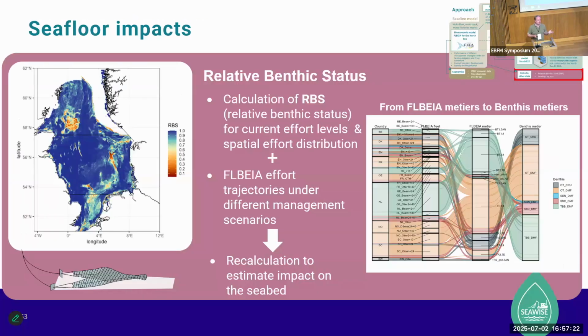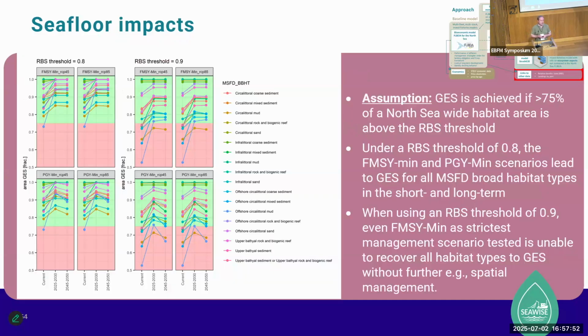So, of course, everybody wants to hear something about seafloor impacts under EBFM. We have a calculation of RBS for current effort levels and spatial effort distributions. We have heard about it in other talks. Then the effort buyer model predicts effort trajectories under the different management strategies, and then we can recalculate the RBS. For this, we had to link the effort buyer métiers to Bentys métiers, which was quite complex, but I think in the end, we succeeded.